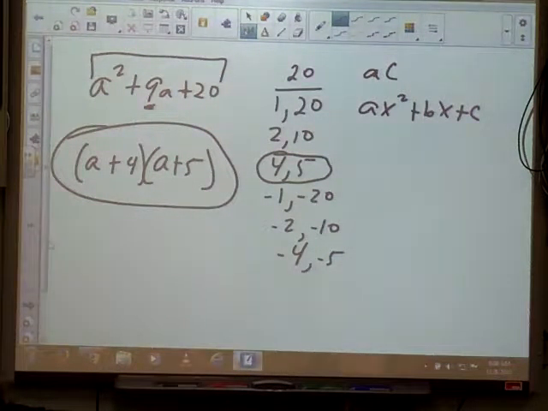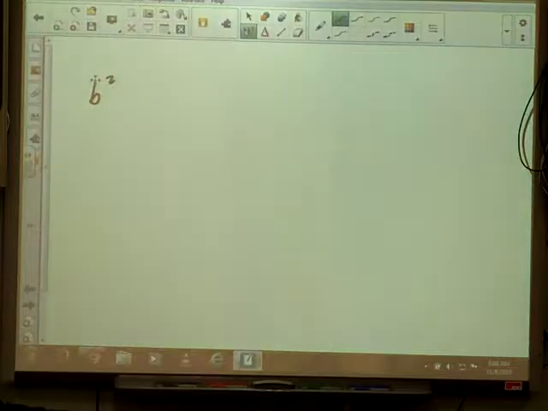All right, let's look at another one of those. How about b squared minus 7b plus 10? I'm going to keep asking because we're going to have one in a second that does. Is there a GCF? No, so it's a trinomial. There's no GCF, so I do a times c. What do I get on a times c? 1 times 10 is 10.